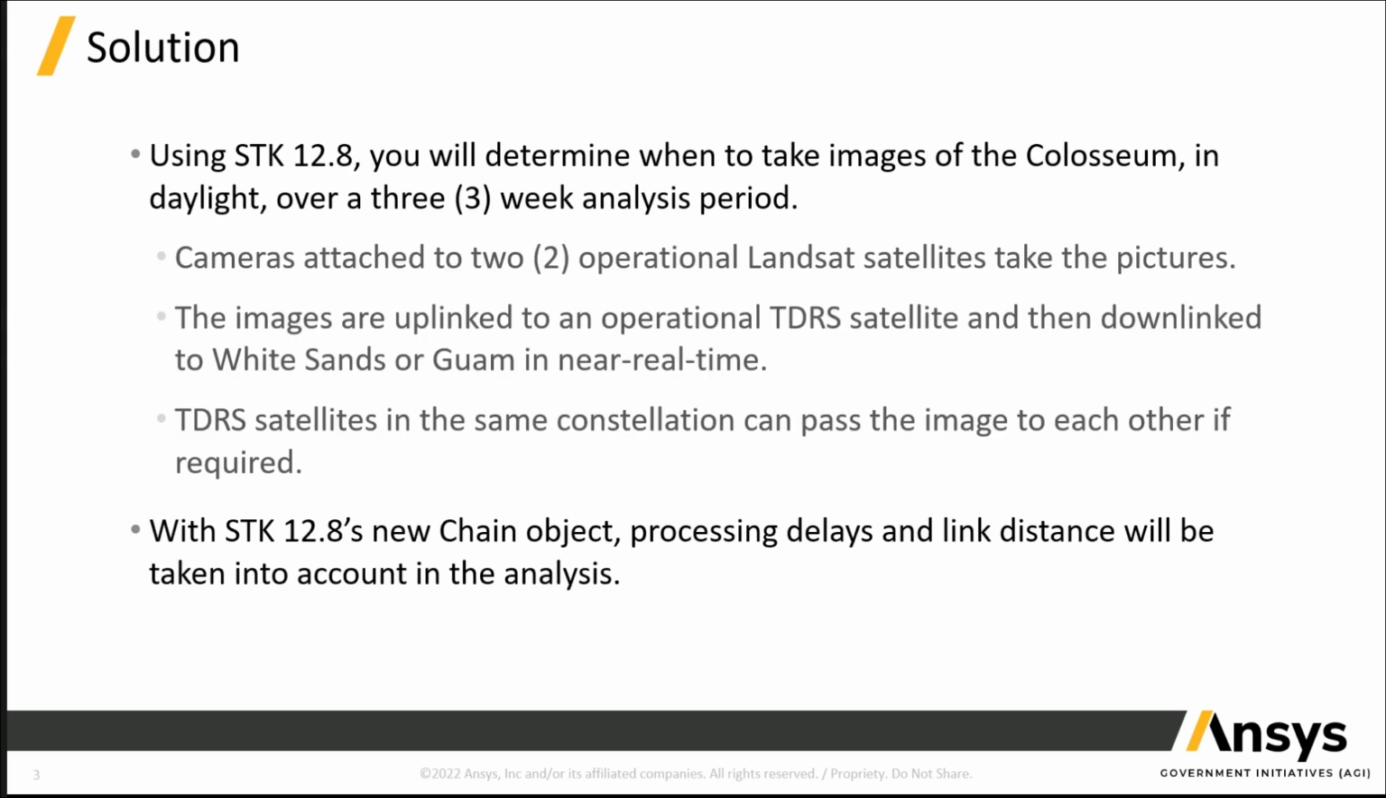Using STK 12.8, you will determine when to take images of the Coliseum in daylight over a 3-week analysis period. The cameras are attached to 2 operational Landsat satellites. They will take the pictures. The images are uplinked to an operational TDRS satellite and then downlinked to either White Sands or Guam in near real time. TDRS satellites in the same constellation can pass the image to each other if required. With STK 12.8's new chain object, processing delays and link distance will be taken into account in the analysis.